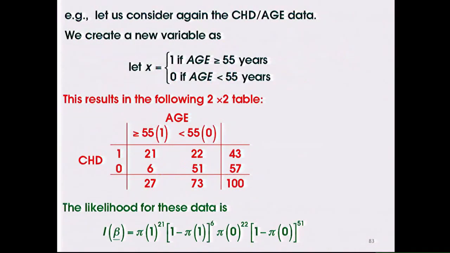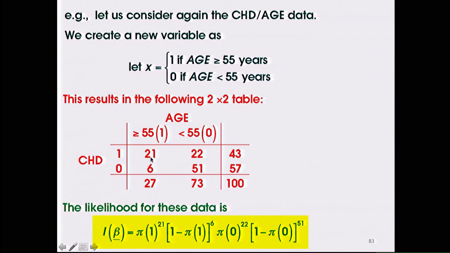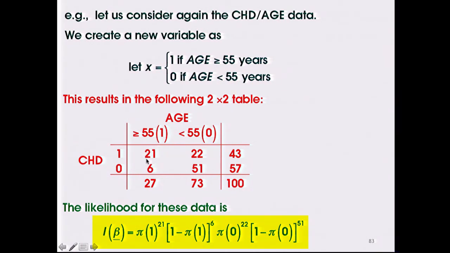What if I wanted to write down the likelihood for these data? Well, the likelihood for these data would be written down as the probability of getting what we got. So the likelihood function would be: we have 21 people who had the risk factor who also had the disease, so that's pi of 1, and we have 21 of those. And we have 6 people who had the risk factor but didn't have the disease. So that's 1 minus pi of 1, and we have 6 of those.